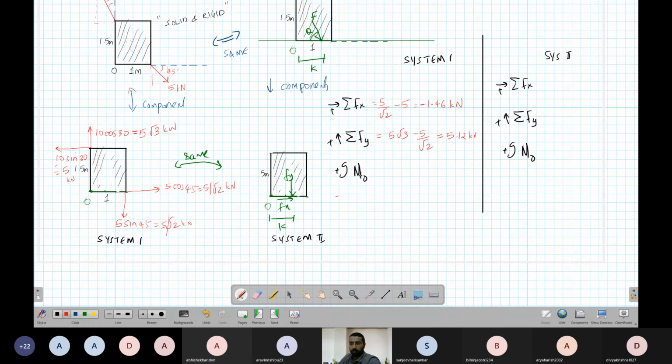Moment about O. How do you find the moment about O? For all the forces, this force times the perpendicular distance is 5 into 1.5. This is anti-clockwise, so it is a positive moment. Second, 5√3 times the perpendicular distance: it is passing through this point O, so it is 0 and doesn't matter. The 5/√2 force is also passing through this point, so 0.